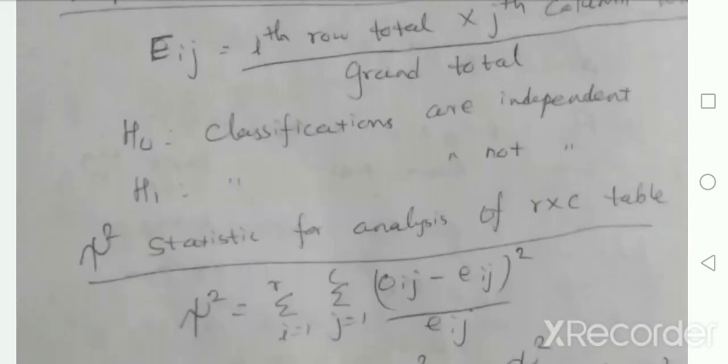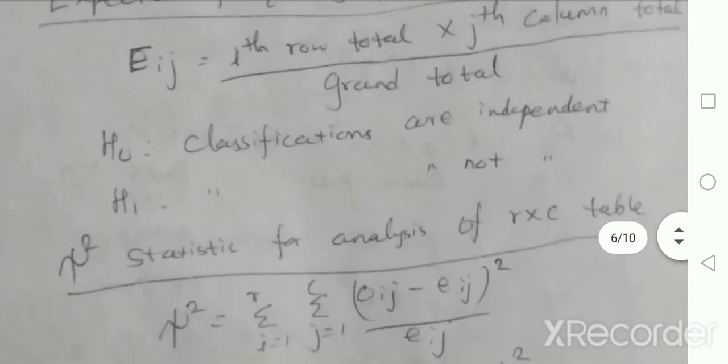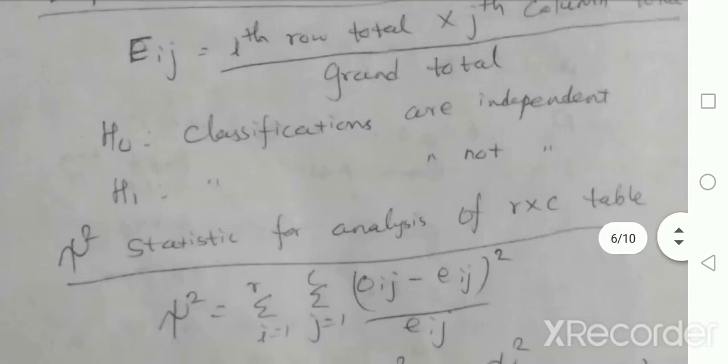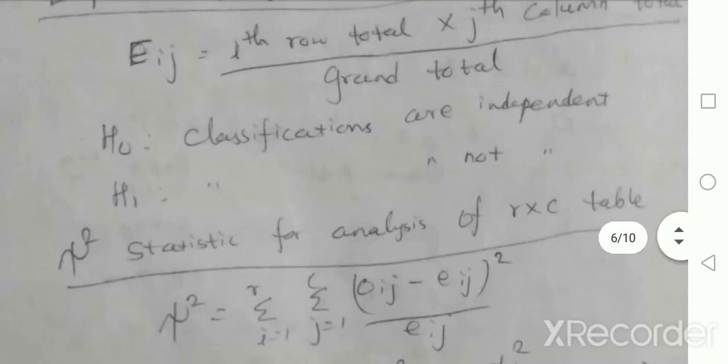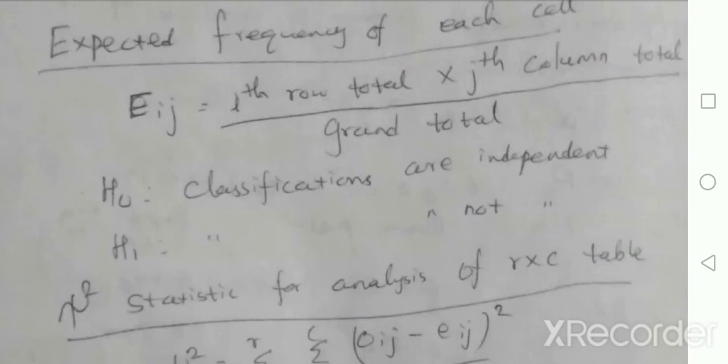Chi-squared is equal to (Y minus A) whole squared divided by A. But here we have to consider both row-wise and column-wise. So that's why in the chi-square formula we have a double summation of (Y minus A) whole squared divided by A. Here also Y is the observed frequency and A is the expected frequency. So here we need to calculate the expected frequency by using the formula: E_ij is equal to the ith row total into the jth column total divided by the grand total.